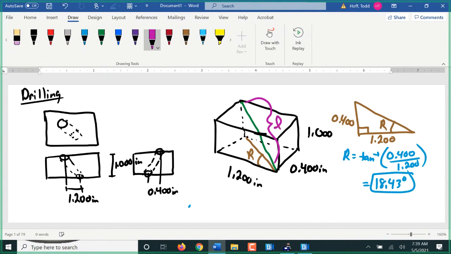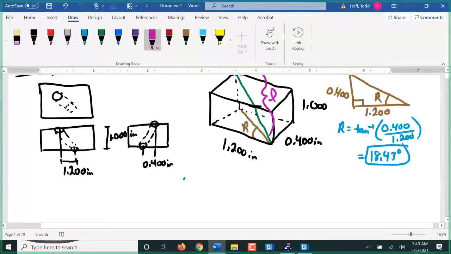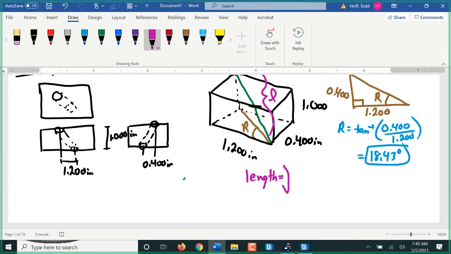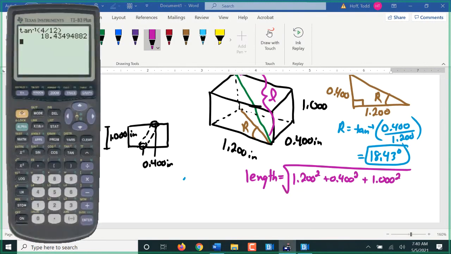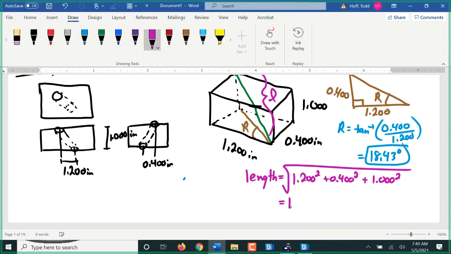Mostly because I'm going to need it for our next angle, the angle of tilt. I want to get the length of the bore there, the length of that path. How do I find the length? Perfect. That three-dimensional Pythagorean theorem. Square root of 1.2 squared plus 0.4 squared plus 1 squared. 1.612. All our other dimensions are in inches, so that is in inches as well. That's that length.